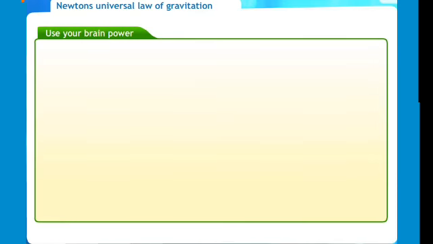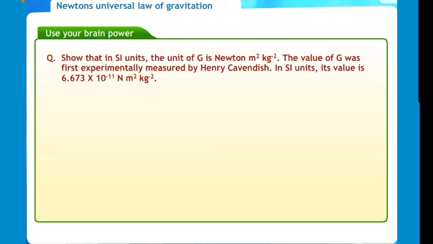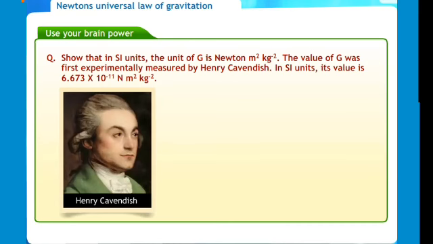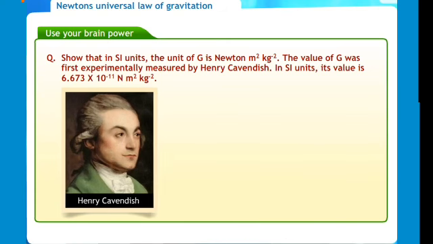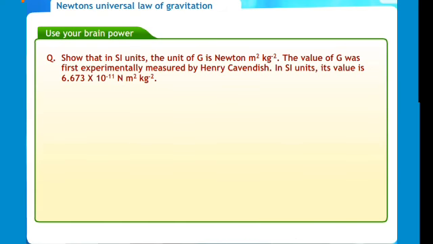Now we will see the example. Use your brain power in that. Question: Show that in SI unit the unit of G is Newton meter square per kilogram square. The value of G was first experimentally measured by Henry Cavendish. In SI unit, its value is 6.673 into 10 raised to minus 11 Newton meter square per kilogram square.